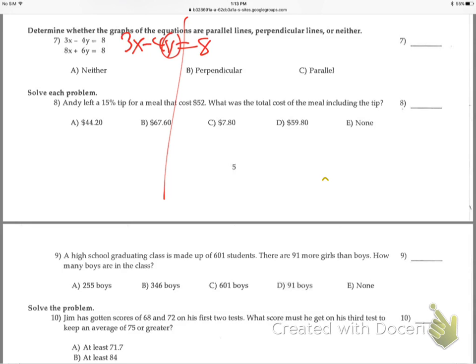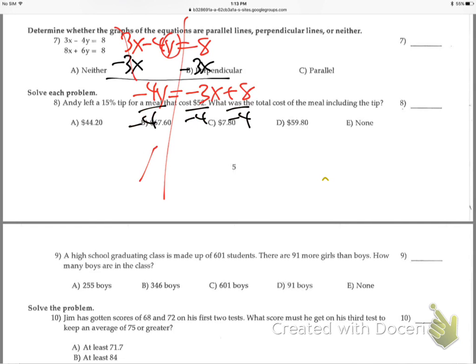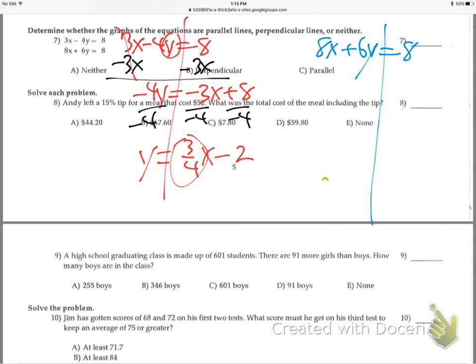Y stays alone. So let's get rid of the 3x. And then divide through by the negative 4. Two negatives, what's that? Positive. 3/4 x minus 2. So what's the slope on that one? 3/4. Remember, slopes are next to x, right? Now let's get the slope for the second one. What's the second one? It's 8x plus 6y is 8. Y stays alone again. So subtract 8x. Zip. Zip. So 6y is what? Minus 8x plus 8. Last step in getting y alone, divide by 6.